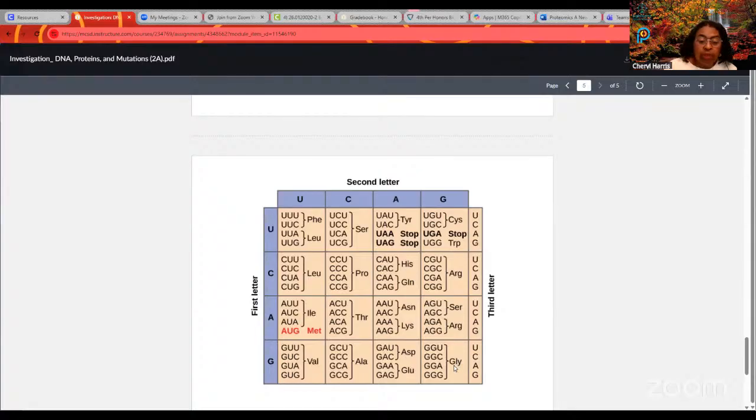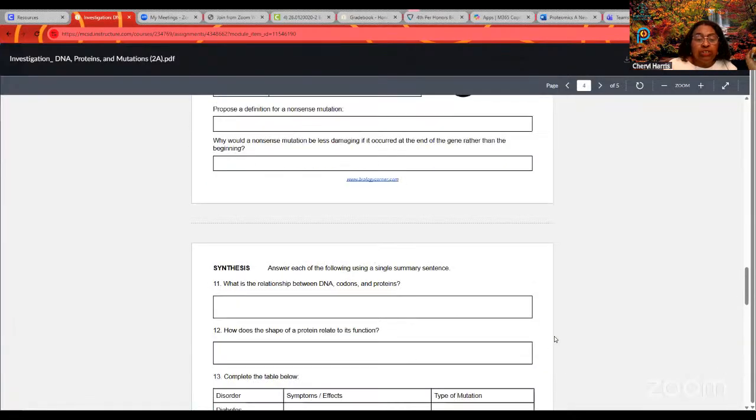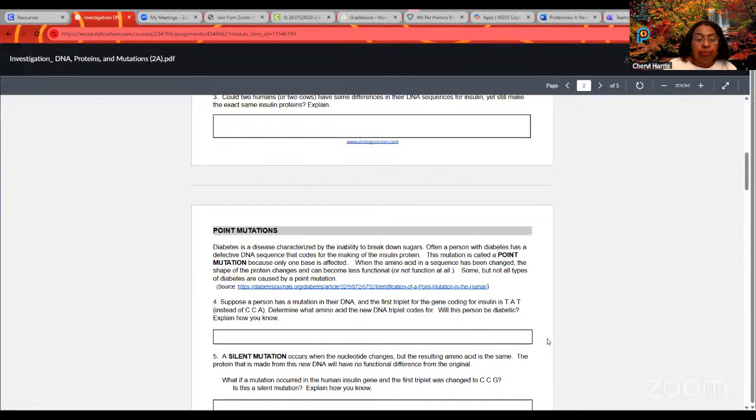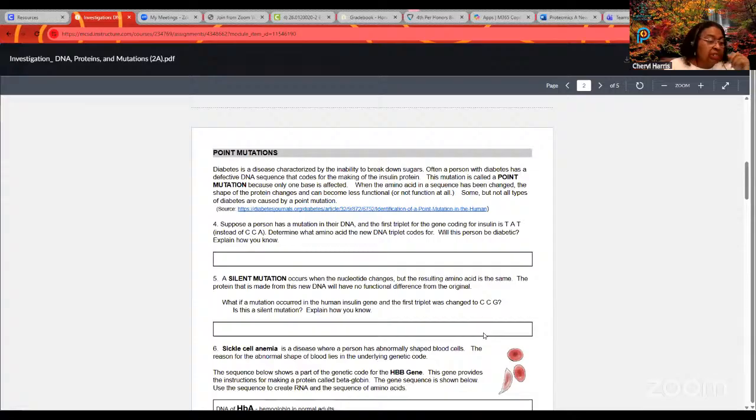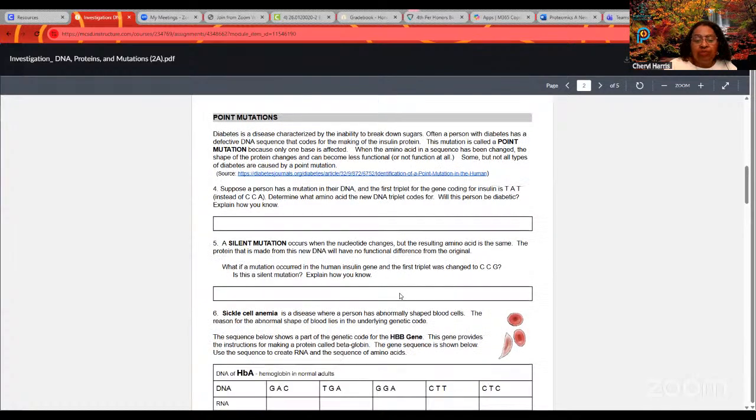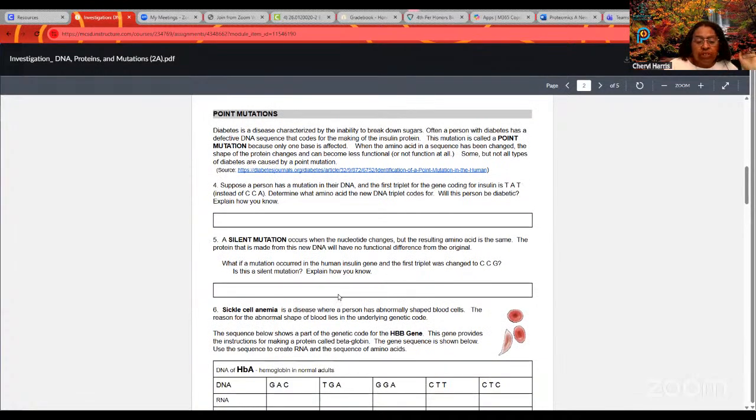Okay, so the first one did change the amino acid. That one was a point mutation, and it changed the amino acid that you got. Oh, we forgot to say yes or no up here. So will this person be diabetic? Yes, they will, because the code is changed. It's making a totally different amino acid. Number 5, the code is not going to change because we're still making glycine. So they will not have diabetes.